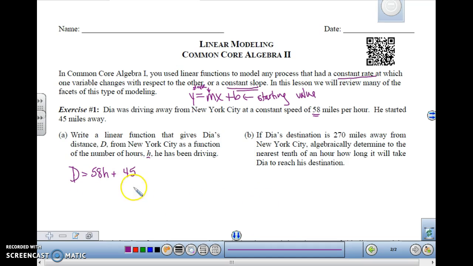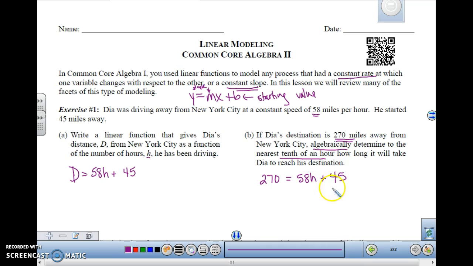This shouldn't be new to you, so hopefully this looks familiar. All right, so now that we have this function, if Dia's destination is 270 miles away from New York City, algebraically determine to the nearest tenth of an hour how long it will take Dia to reach the destination. Well, if it's 270 miles, and according to this function, that is a measure of distance, so that should go in for d. So it would be 270 is equal to 58h plus 45. And let's solve it for h.